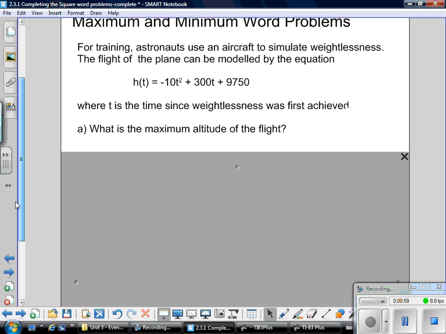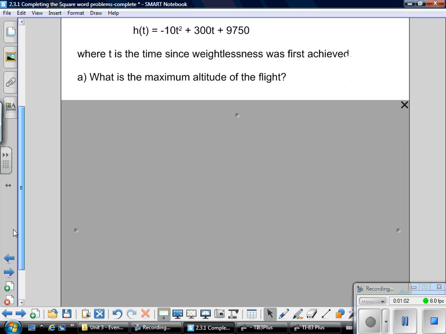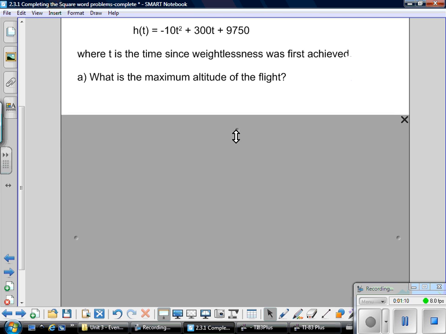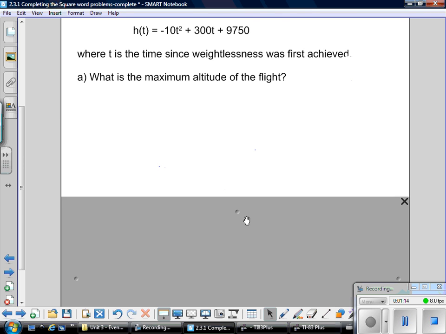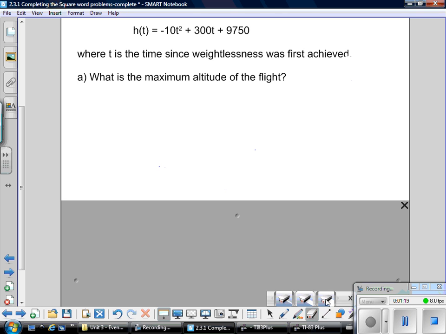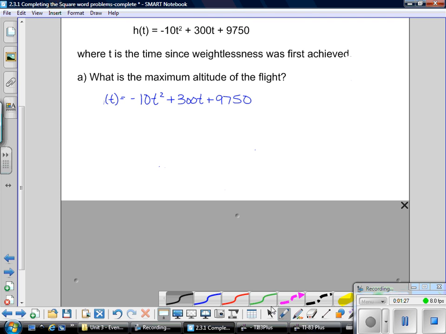So as soon as I see the word maximum or minimum, I know that I'm going to have to complete the square. What's different about word questions is we have very large numbers, usually not very nice numbers, as you can see here with the 9,000 number. So the first thing we're going to do is copy down our equation, and we're going to treat it the exact same way as we did before. We're going to put a bracket around the t squared term and the t term. The next thing we're going to do is factor out that negative 10.